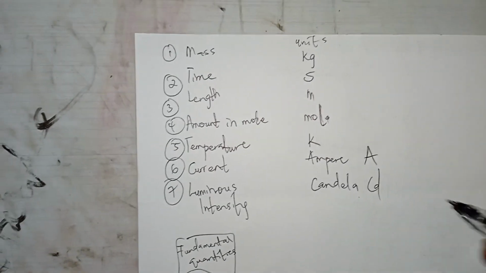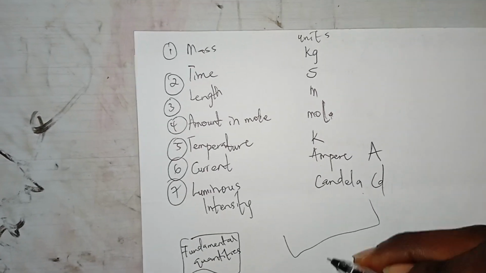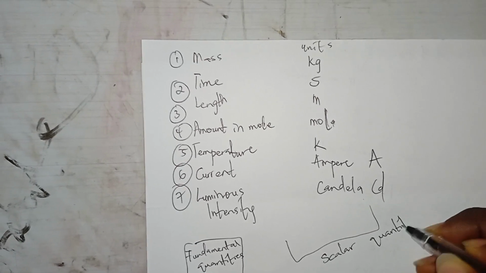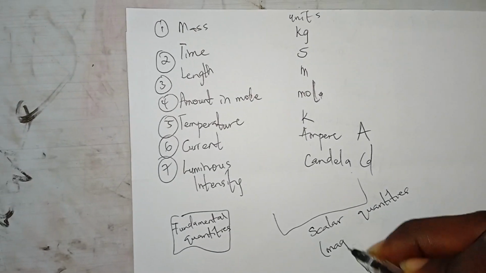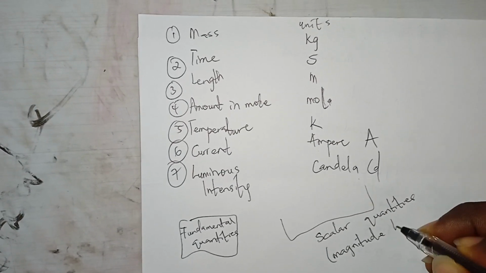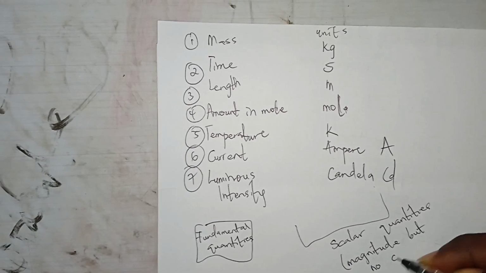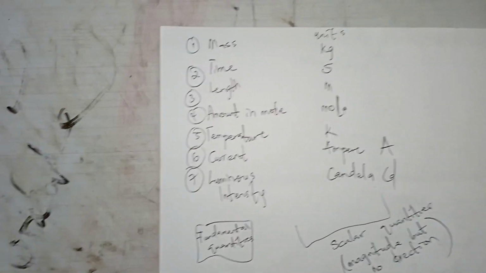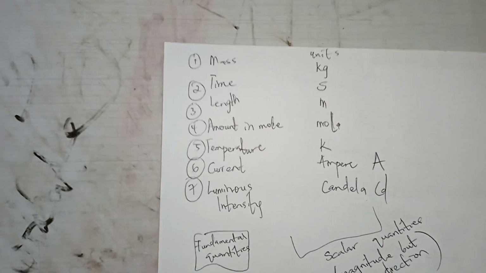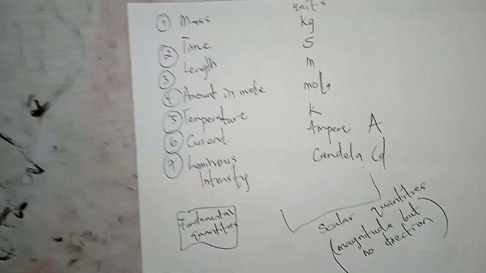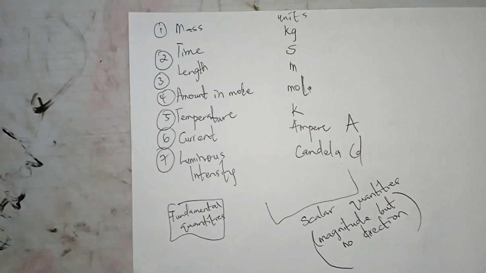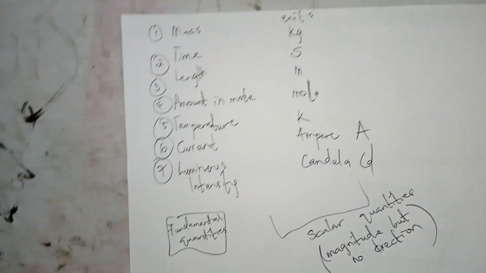Before I proceed, you need to know that these 7 fundamental quantities are all grouped into what we call scalar quantities, in the sense that they have magnitude but no direction. So as we have physical quantities, between fundamental and derived, these fundamental quantities are all scalars. They have magnitude, which is why you cannot tell somebody, I have a pot of food in the northeast direction. You can never say that.